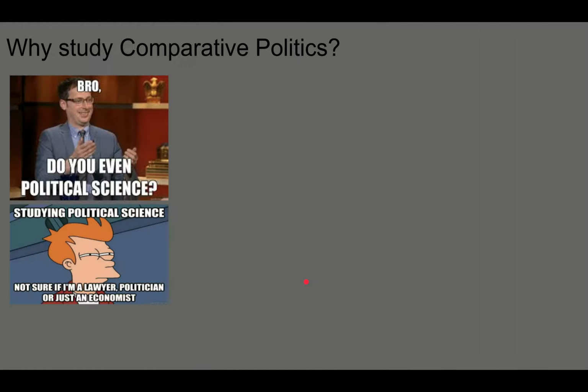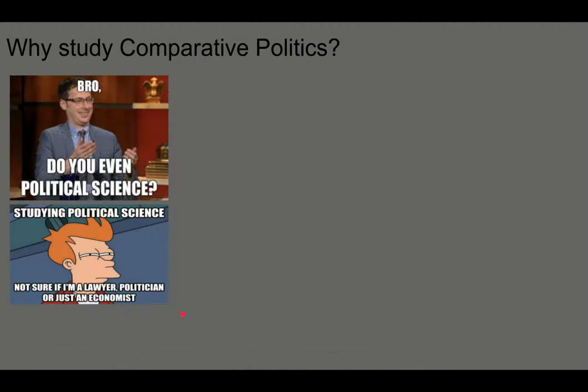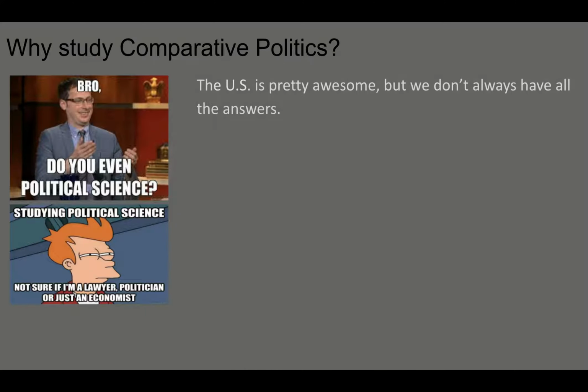Okay. Why study comparative politics? This is a very old meme of Nate Silver, who runs 538. And if you were in my class for US, you are hopefully familiar with 538. Then, of course, studying political scientist: I don't know if I'm a lawyer, politician, or just an economist. I feel that.